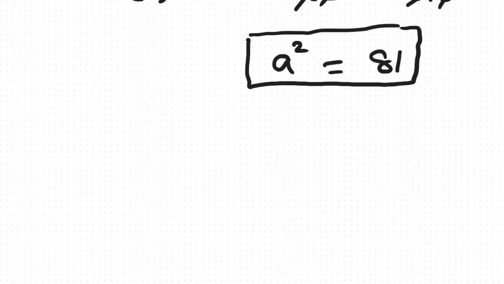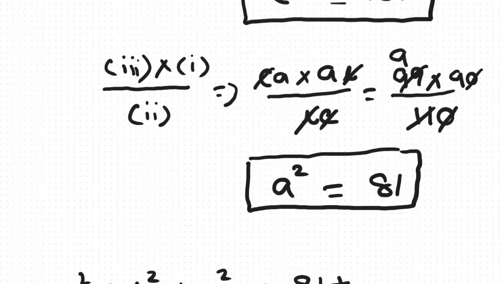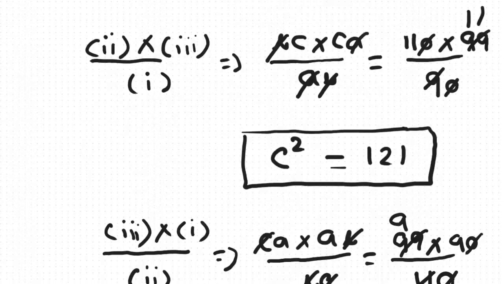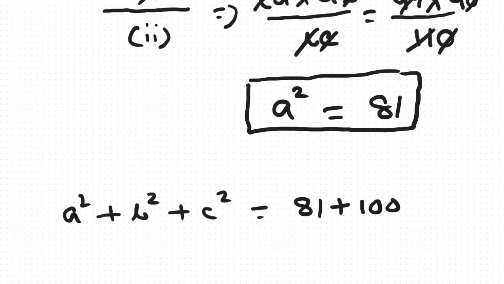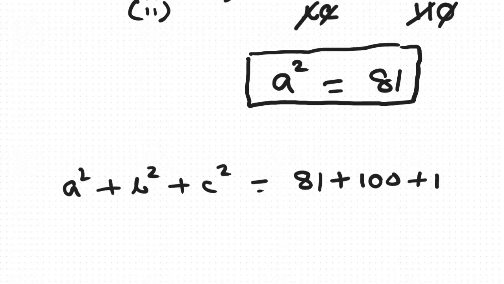Now we have to add these three values, which gives us A square plus B square plus C square equals A square is 81, B square is 100, plus C square is 121, which gives us 302. So this is our desired value.